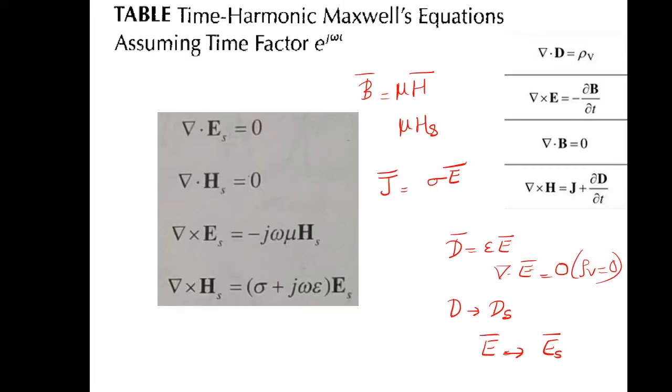Now you have the third equation. Take this equation: curl E_s is equal to minus j omega mu H_s. This is your third Maxwell's equation. And taking curl on both sides, you get, you know that curl E_s is minus j omega mu H_s.